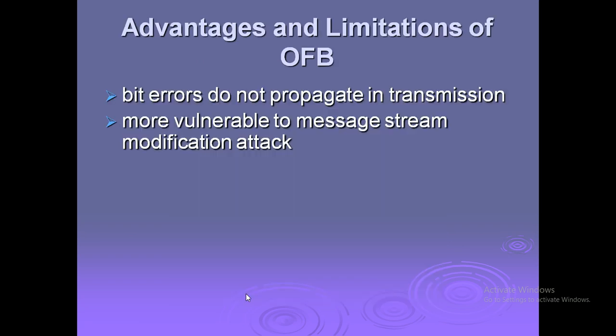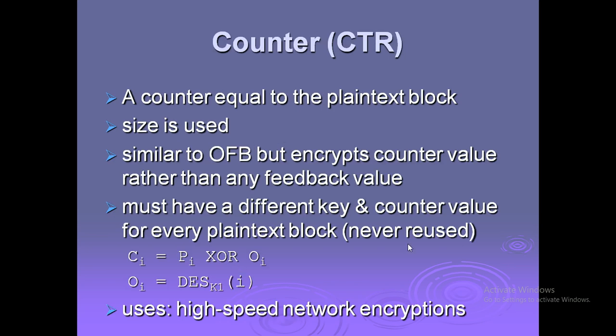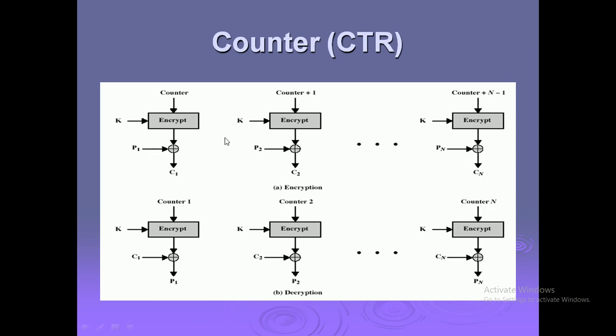Advantages and limitations of output feedback mode. Bit errors do not propagate in transmissions, but it is more vulnerable to message stream modification attack. Counter mode. A counter equal to the plain text block size is used, similar to output feedback mode, but it encrypts the counter value rather than any feedback value. There must be a different key and counter value for every plain text block, and this is the formula. The output is XORed with Pi, and we get the encrypted value. The application is high-speed network encryption, and this is the diagram for counter mode.